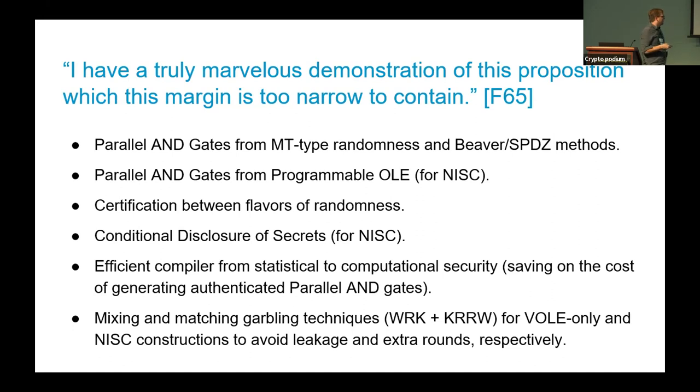Additionally, in the authentication step, we have to mix and match some of the tools from Wang et al. and Katz et al., because some of the tools from Katz et al. involve communication and other things. So for various reasons, in both the VOLE-only construction and the NISC construction, you can't have this back and forth. So you have to have a mix of the half gates and the free XOR gates. Basically it's the half gates for the wire label and the free XOR for the authentication.